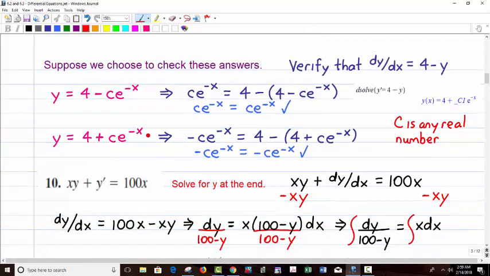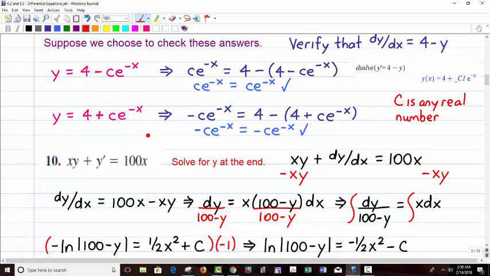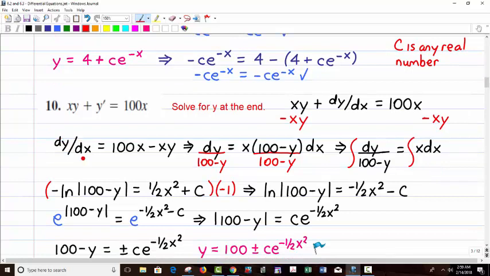So, okay. Let's take a look at this next example. We're going to say solve for y here. Let's take a look at separation. This is a little trickier than the last one. So I just rewrote y prime as dy dx right here. And okay, so let me bring the xy over to the other side, subtract it, bring it to the other side. And now I have dy dx equals 100x minus xy.